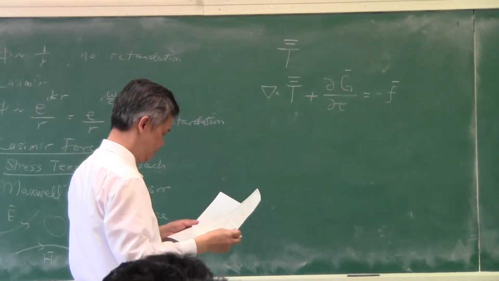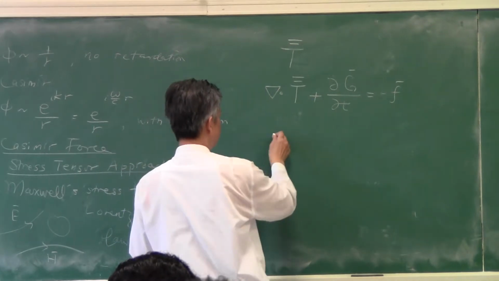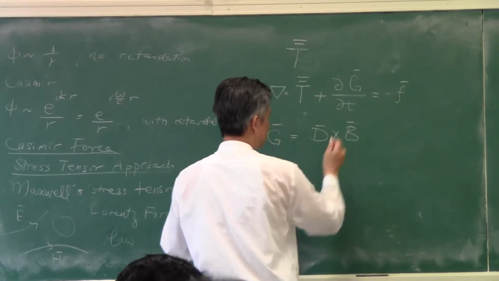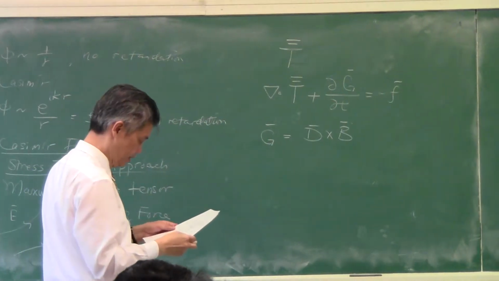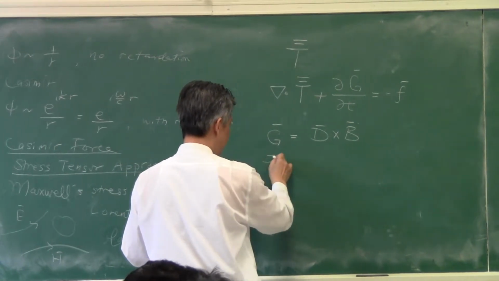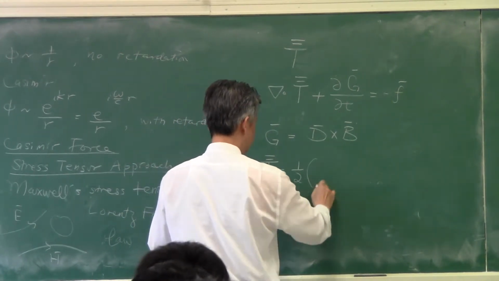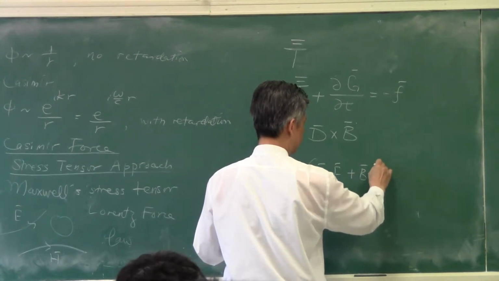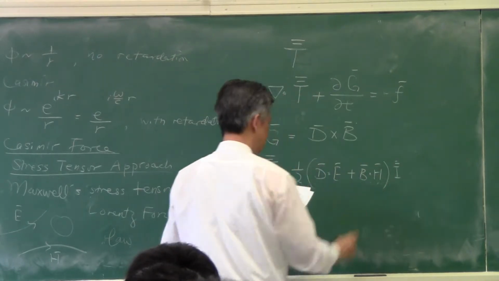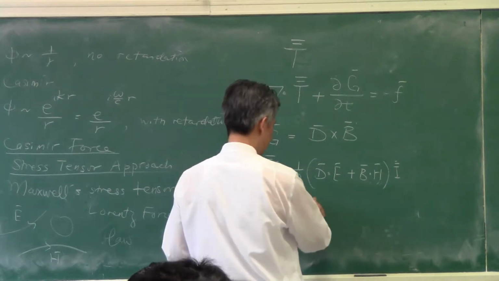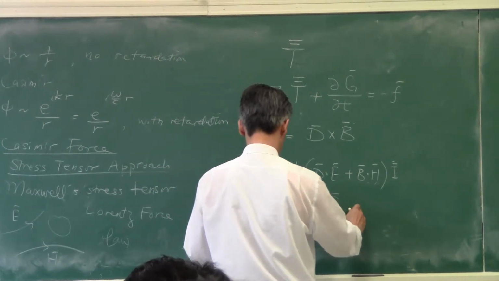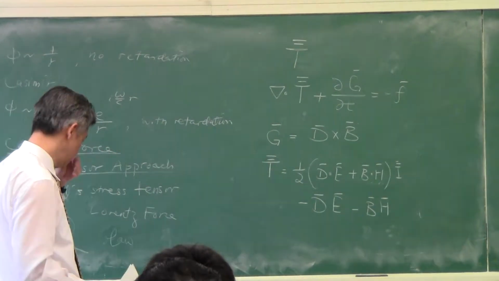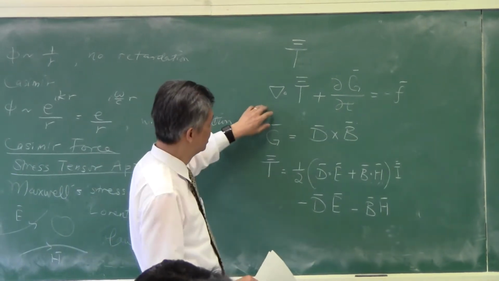What is G and T? G is considered the momentum, the electromagnetic momentum is given by D cross B. Okay. G is given by D cross B, and T is the Maxwell stress tensor, is given by D dot E plus B dot H times the identity tensor minus two outer product DE and BH. Okay. I will derive this. You can derive this starting with Lorentz force law and then going through Maxwell's equation and show that this identity is true.